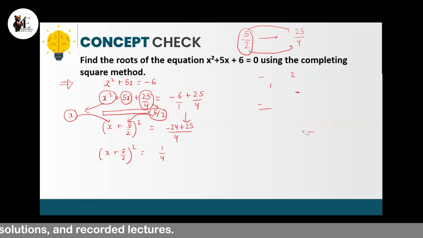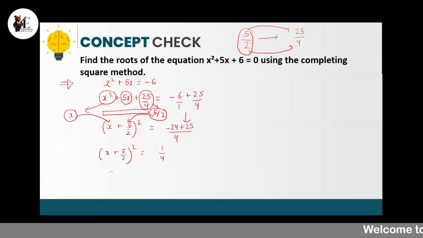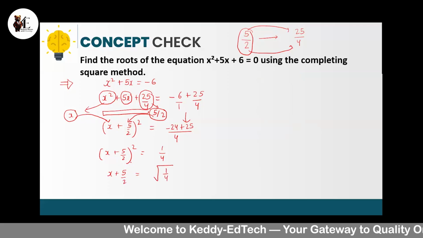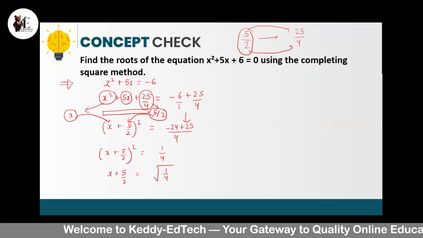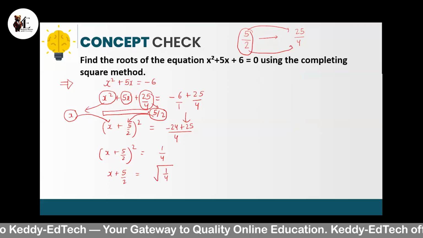In the next step, you have to see, if we remove a square from one side, then we have to put a square root on the other side. So x plus 5 over 2, and then a square root on the other side, because I have removed the square from one side. That's the rule: if you are removing a square sign from one side, then you have to put a square root on the other side.